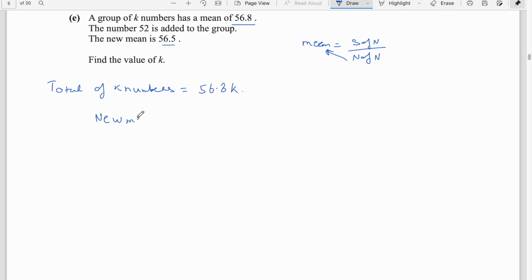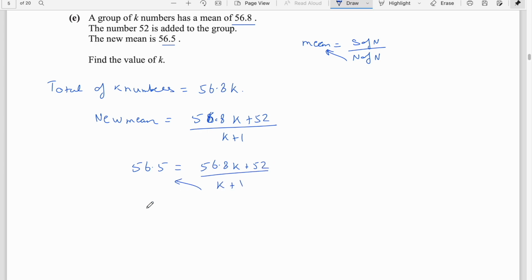So new mean would be 56.8 k plus the new number divided by the new total, that is k plus 1. So new mean 56.5 is equal to 56.8 k plus 52 by k plus 1. So we cross multiply. 56.5 k plus 56.5 is equal to 56.8 k plus 52.